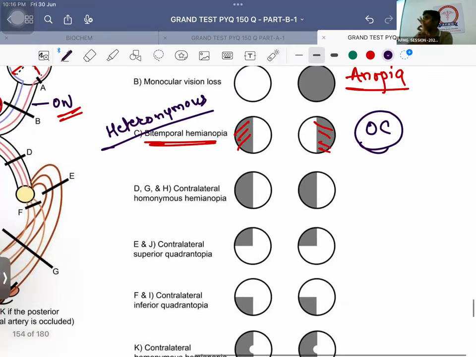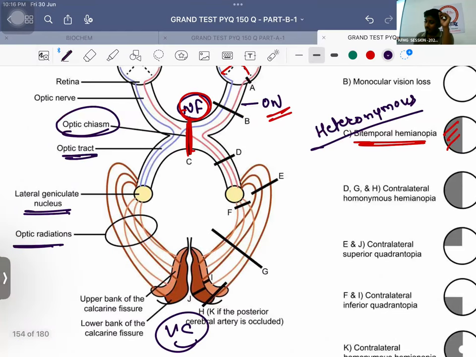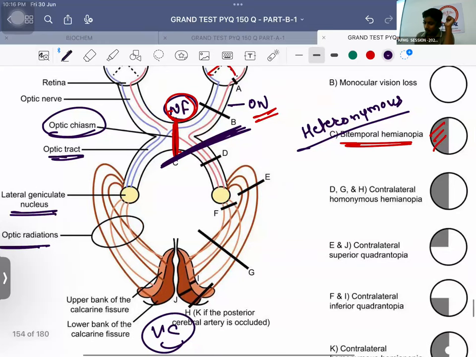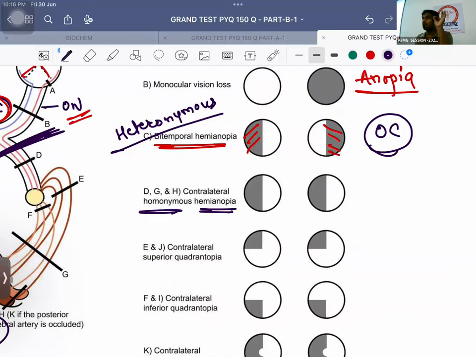Any damage below optic chiasma, whether it is optic tract, lateral geniculate body, optic radiation, or visual cortex, the patient will always have hemianopia. But important is, that will always be homonymous hemianopia. Homonymous means same-sided vision loss. That means I am losing vision in the right half of both the eyes or the left half of both the eyes. That is what is called homonymous hemianopia: vision loss in the same halves of both the eyes.